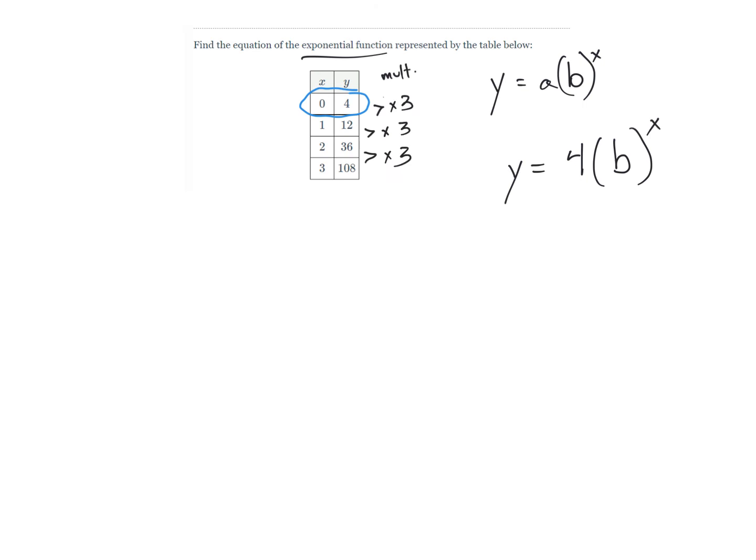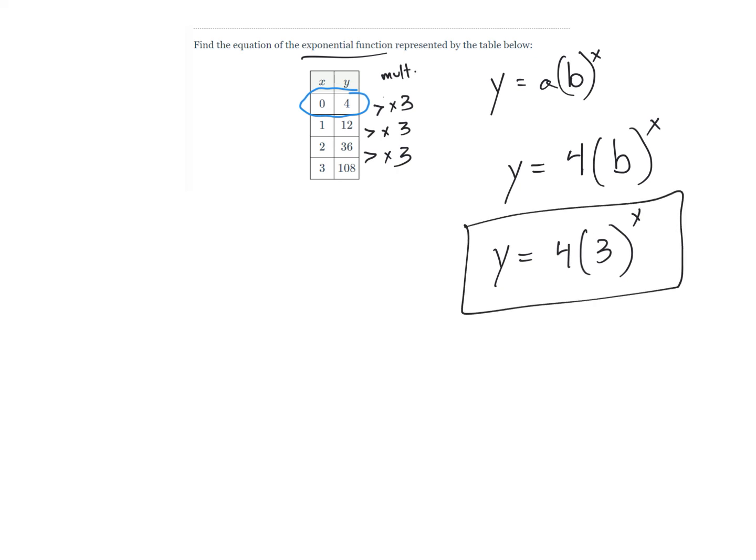So there we go. If it's times 3 every time, we found our b: y equals 4 times 3 to the x. That's your equation that represents whatever x is, we'll find what the y is. If we're just tripling each time, as the table is apparently implying, that's the equation.